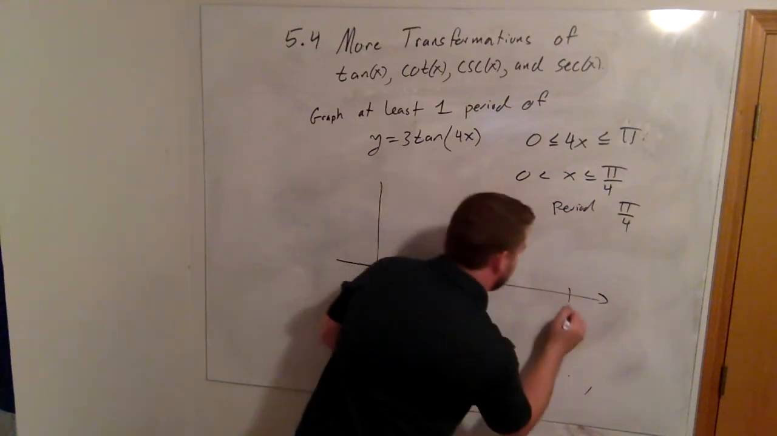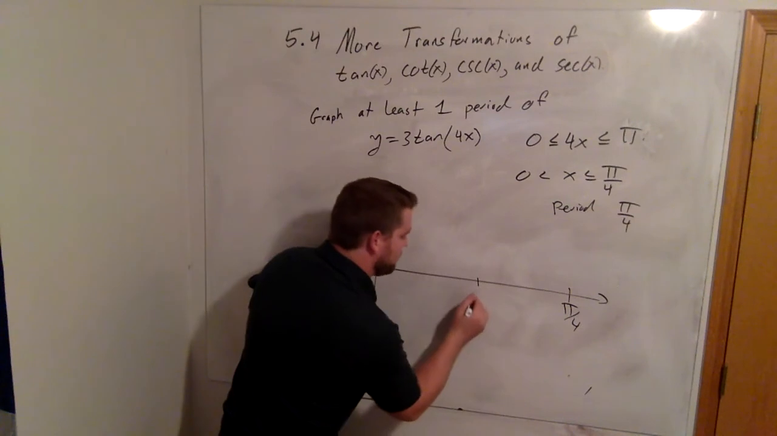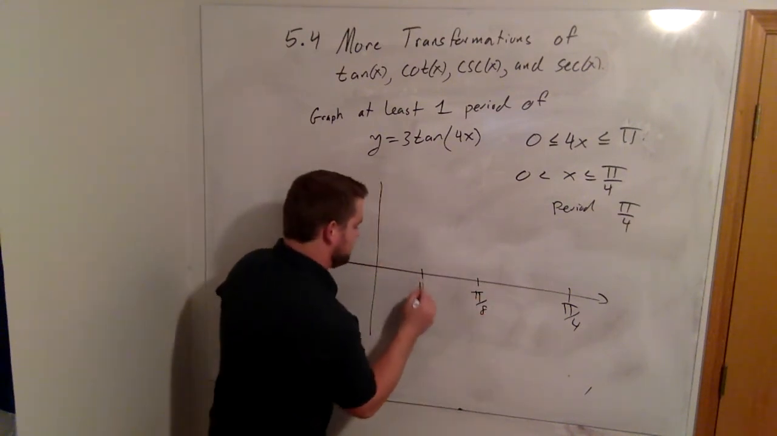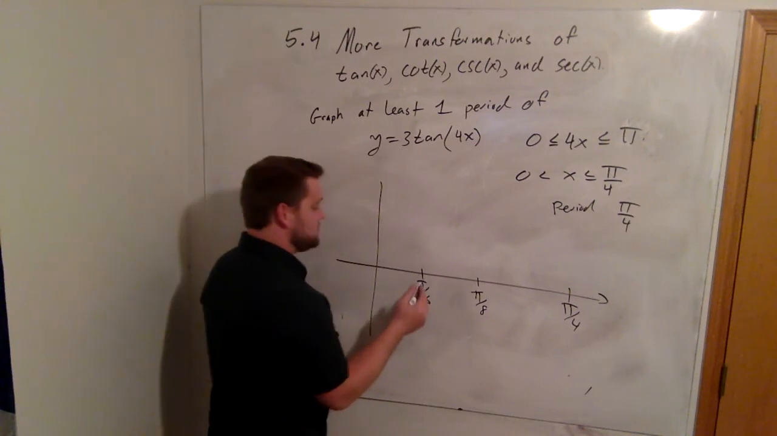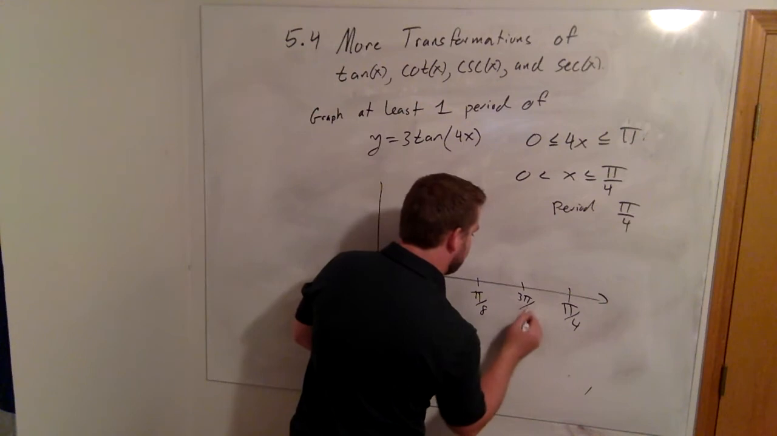Okay, so here we are at pi over 4. We'll cut that in half. So half of pi over 4 is pi over 8. Let's cut that in half again. So that'll be pi over 16. So 1 pi over 16, 2 pi over 16, this will be 3 pi over 16.